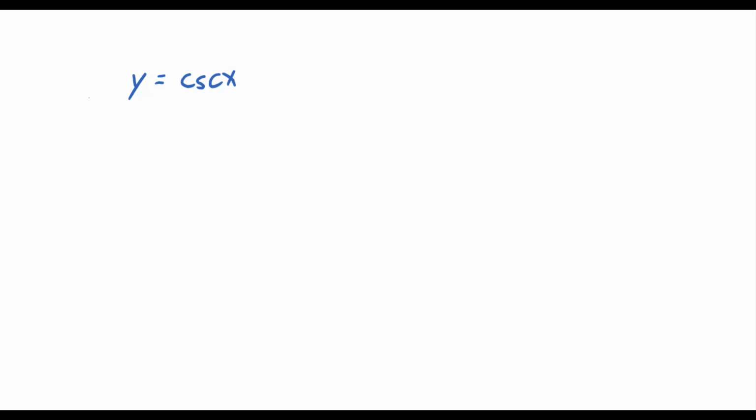Y equals cosecant of x, guess what? The trick is going to look awfully similar for graphing y equals cosecant of x as it did for secant of x. What's the helper going to be? Y equals sine of x. So your helper function is going to be y equals sine of x.